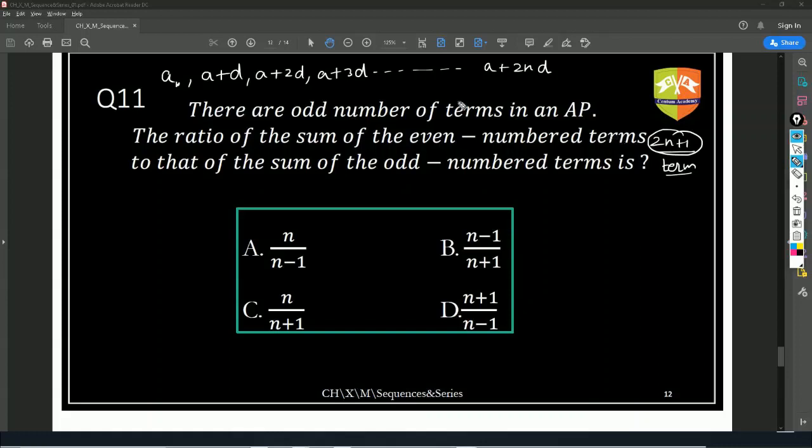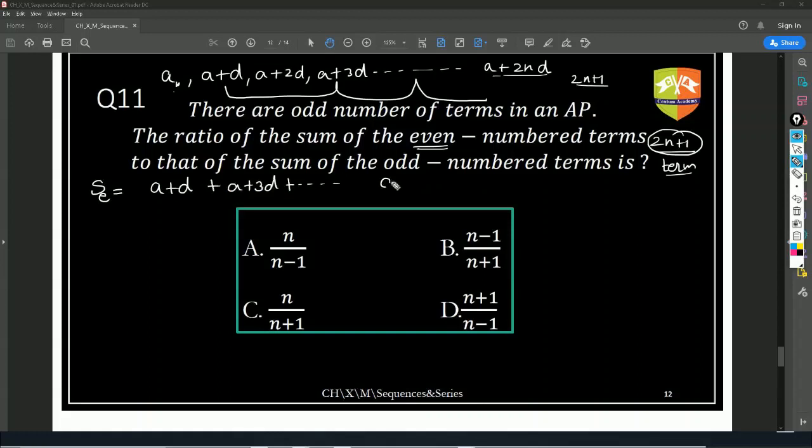Give me a thumbs up. So these are odd number. 1, 2, 3, 4. Count it. There are 2n plus 1 terms. Clear? Now, I have to first find out what? Ratio of the sum of the even numbered terms. So even numbered terms are this, this, this, like that. And the last one is not even number. This is the odd number term, 2n plus 1 is term. So what is the even number? I'm writing SE is equal to: first term is a plus d, second term is a plus 3d, and so on and so forth, and last term is a plus how many? a plus (2n minus 1)d.